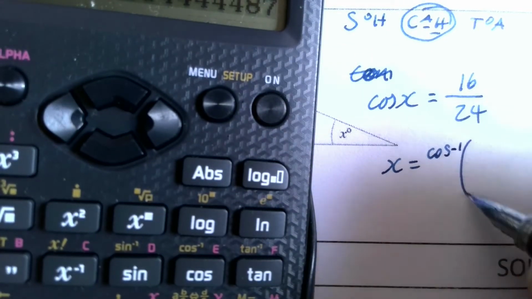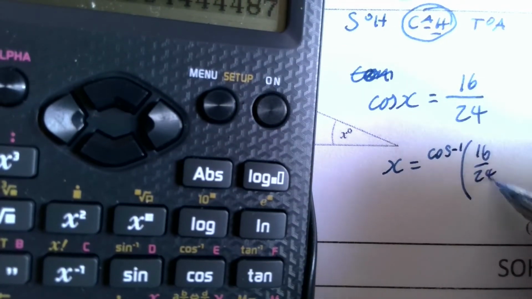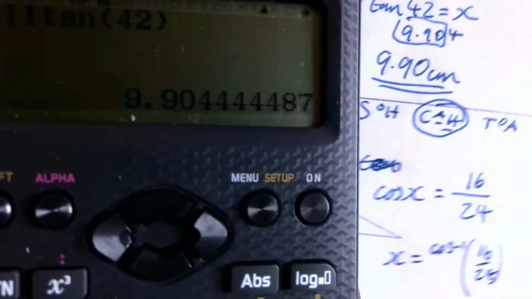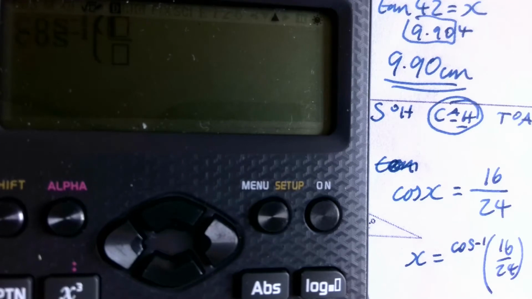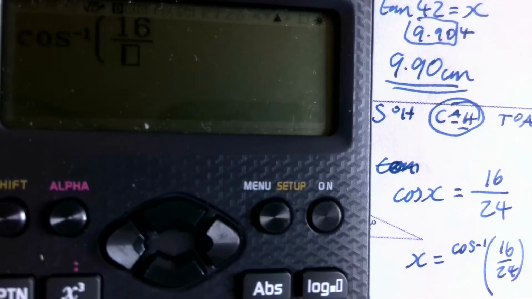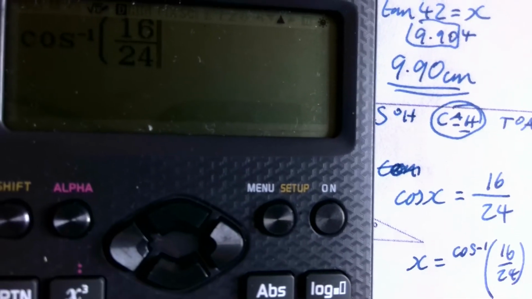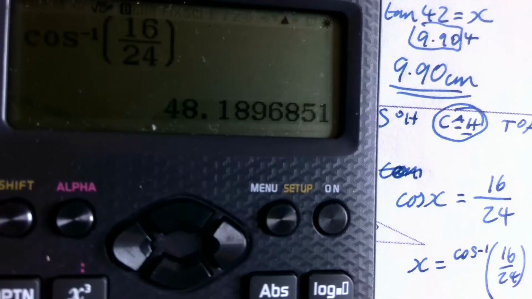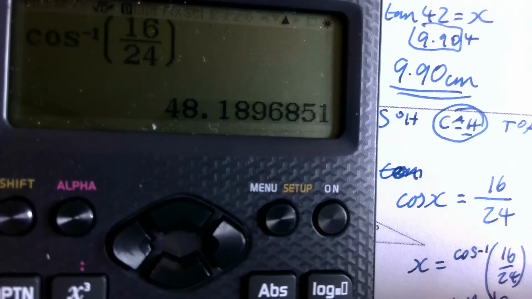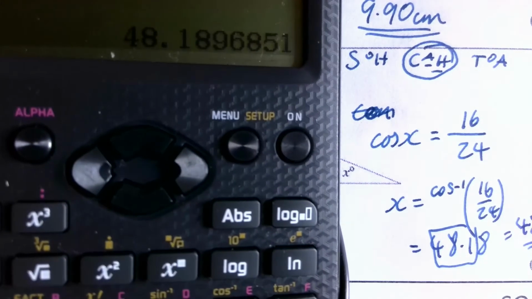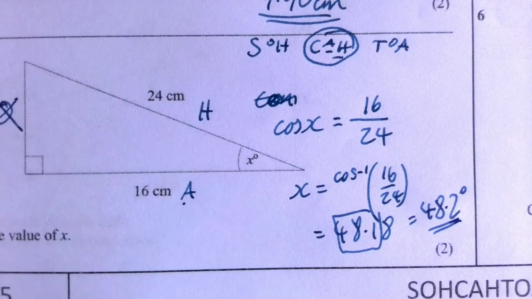So cos to the -1, 16 over 24, pop that in the calculator, shift cos 16 over 24, close the brackets, equals 48.18. I'll write down, and then that we're going to call 48.2 degrees. There you go.